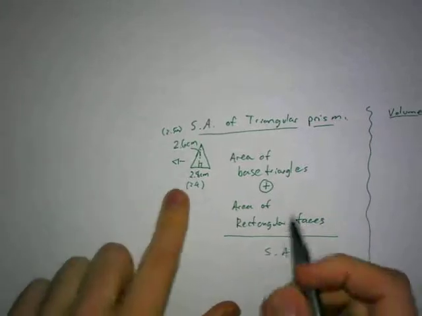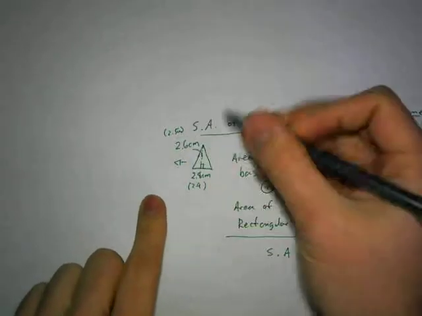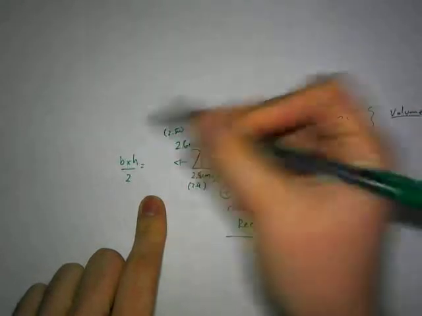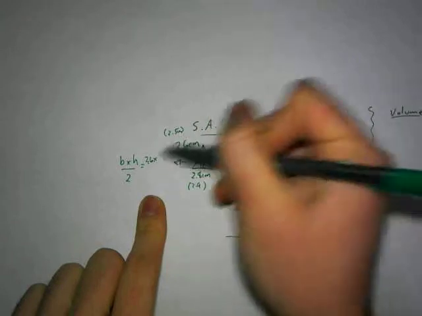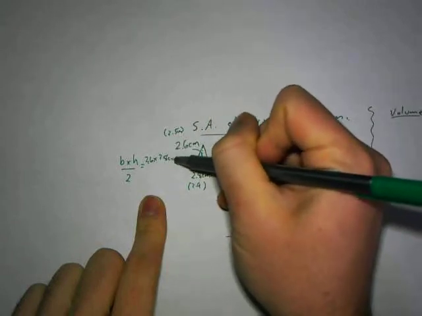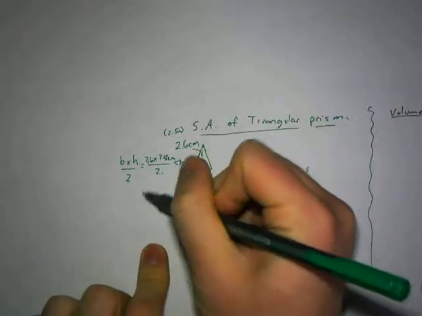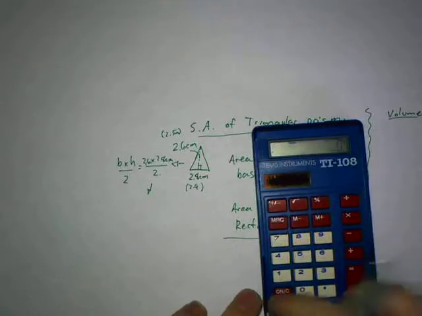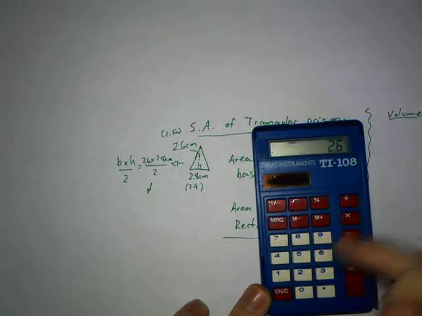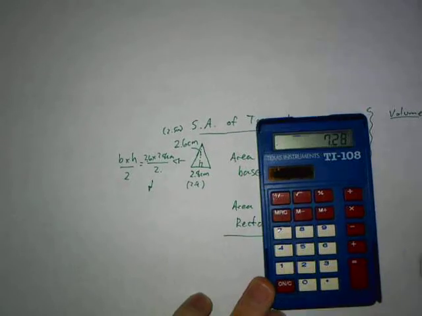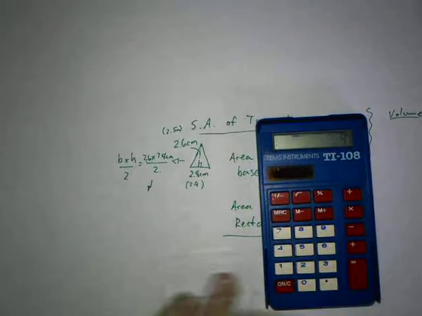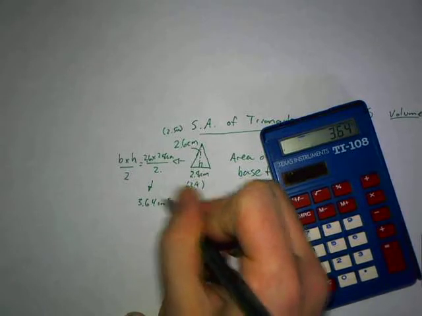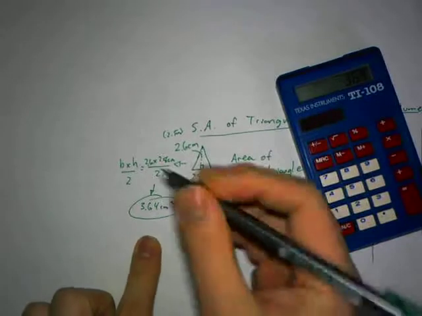So now that I know the area of the triangle face, I have to multiply base times height divided by 2, which equals 2.6 times 2.8 centimeters divided by 2, which equals 3.64. So each triangle has this area on it.